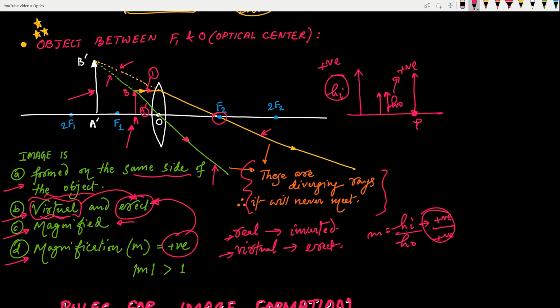In our earlier cases, we got all the magnifications to be negative because magnification is negative when the image produced is inverted. Simple as that. Now the modulus of magnification is greater than 1 because the image that is produced is magnified. I hope this is clear.